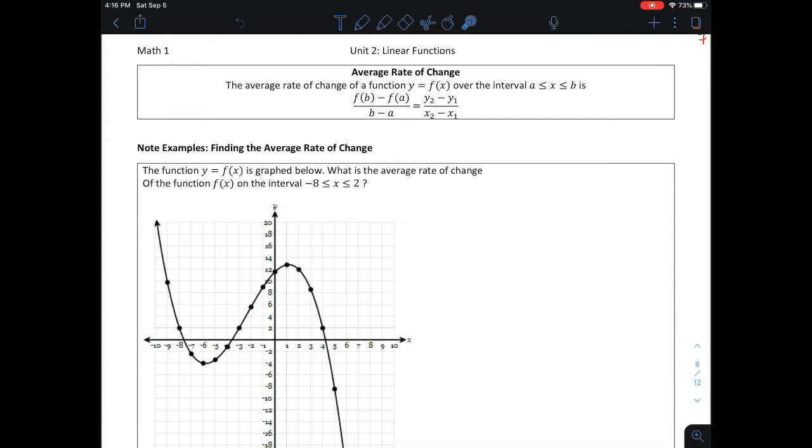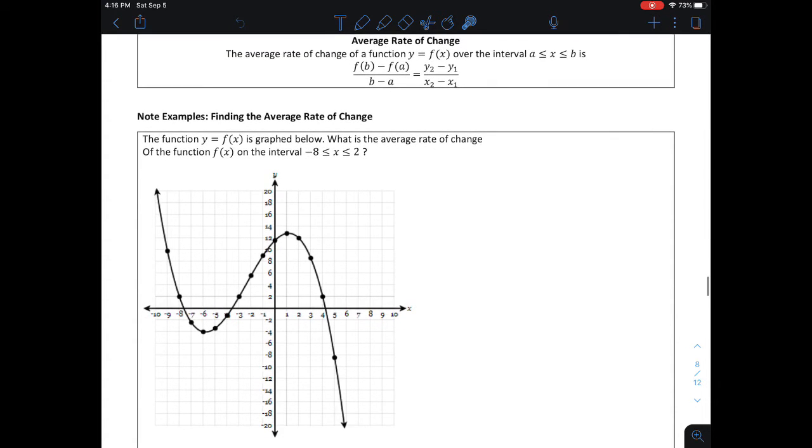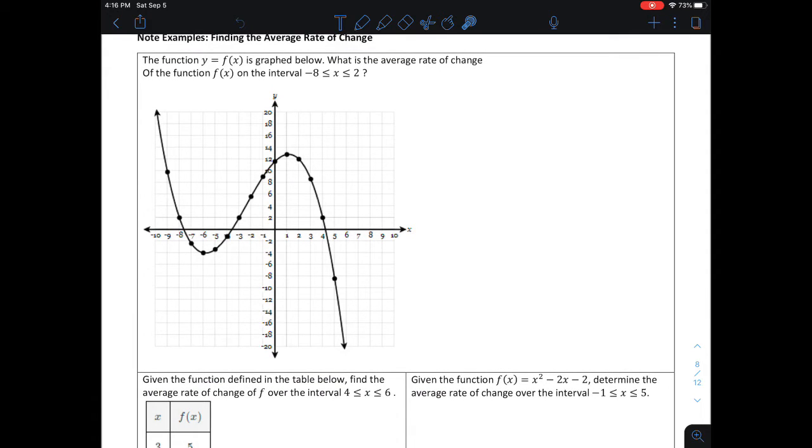These curves might in fact be curves instead of straight lines, and they might actually have some exponents involved for the x, but the process to finding this average rate of change is always the same. You're going to find the slope between two coordinates. So let's look at this first problem. Let's find the average rate of change of f, which is the graph given below, on the interval from -8 to 2.